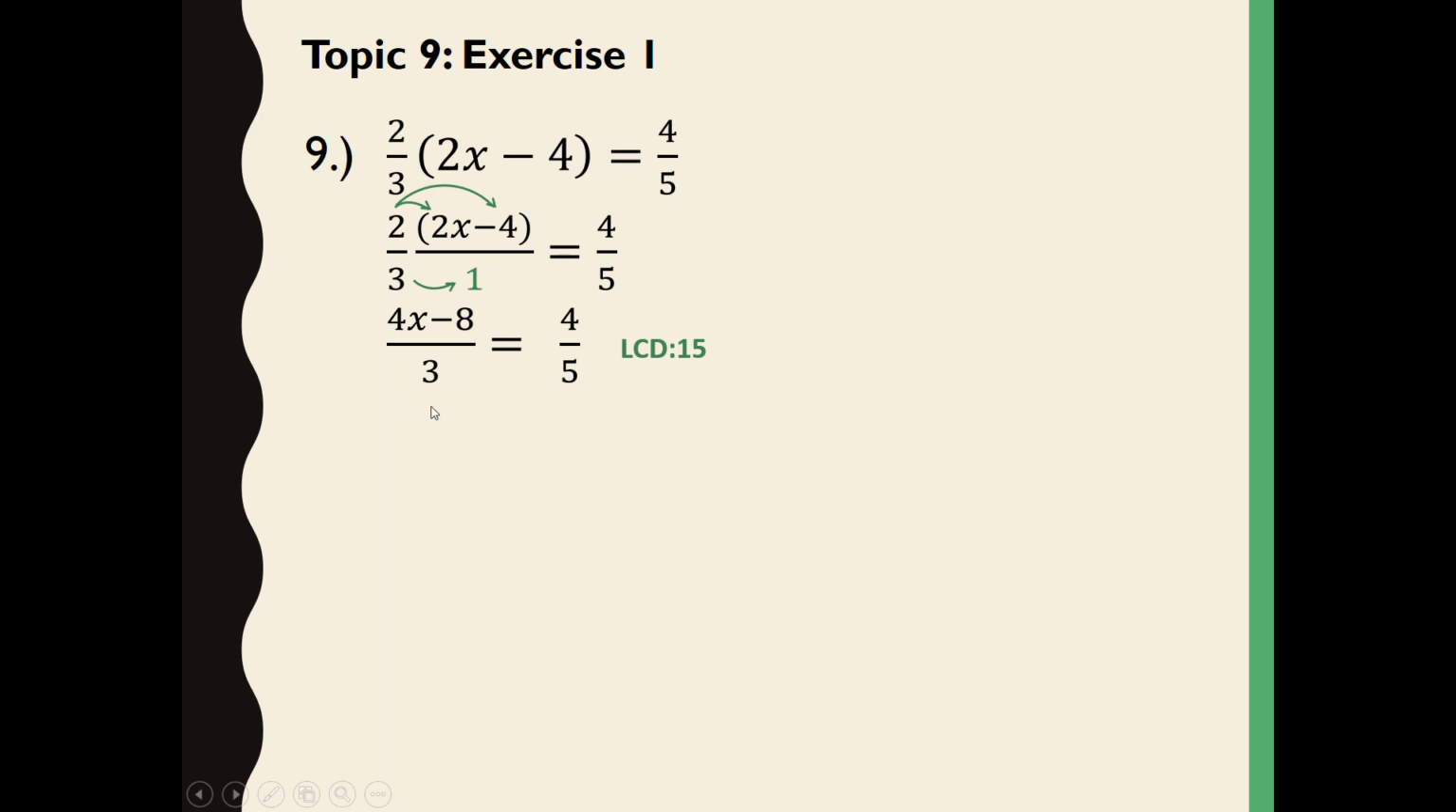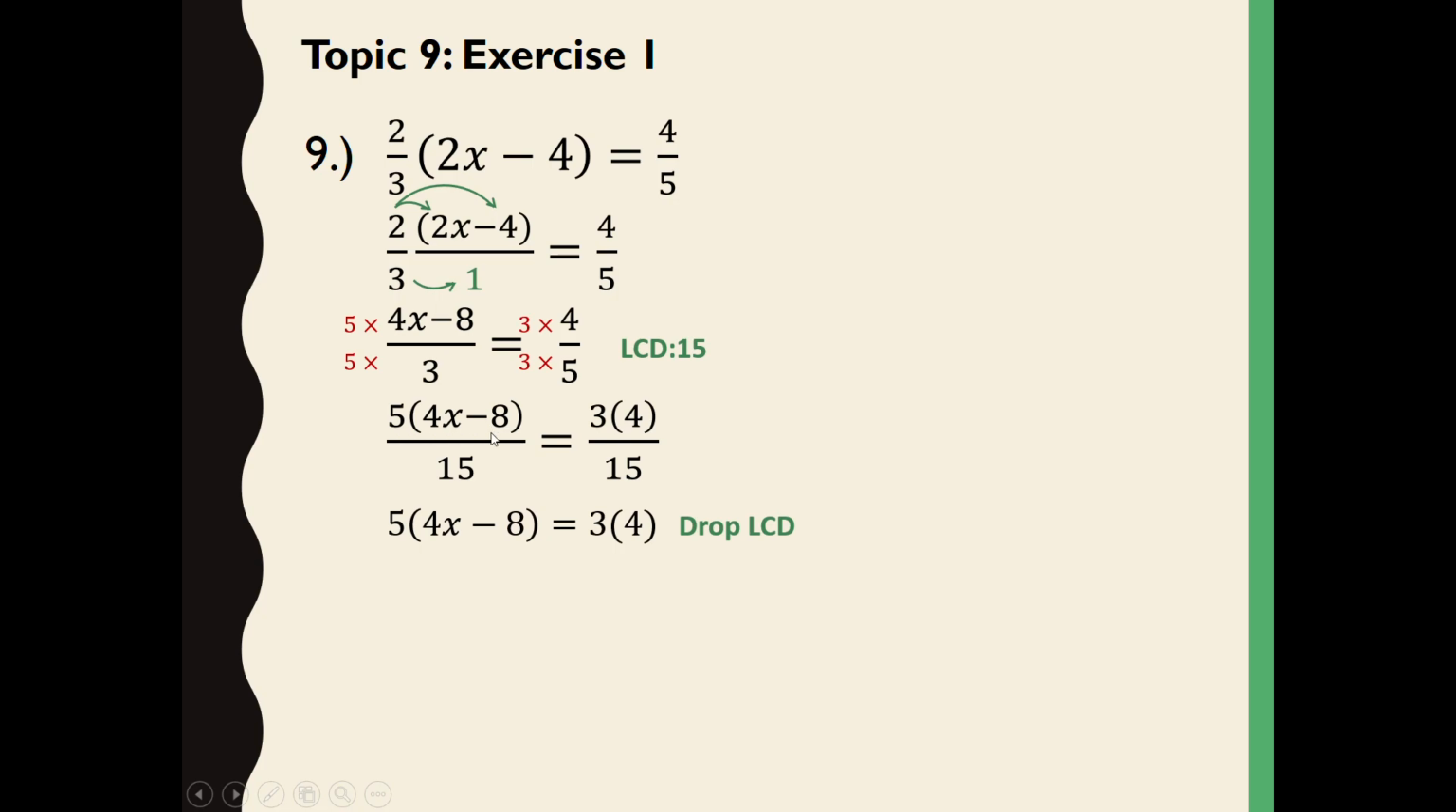So this fraction here, I would need to multiply by 5, and then that second fraction, I would need to multiply by 3 to get the LCD as 15. Alright, so have a look at what that looks like. So again, I've put this numerator in brackets because there's two terms there that need to be multiplied by the 5. So 5 times 4x, 5 times negative 8.